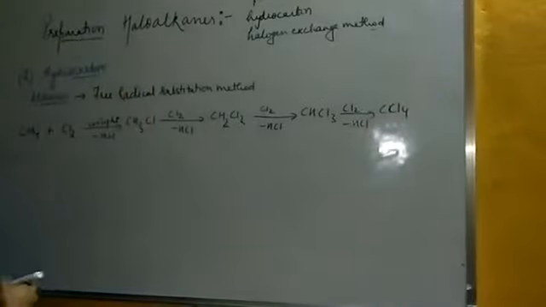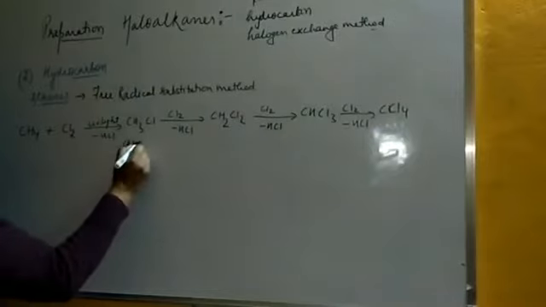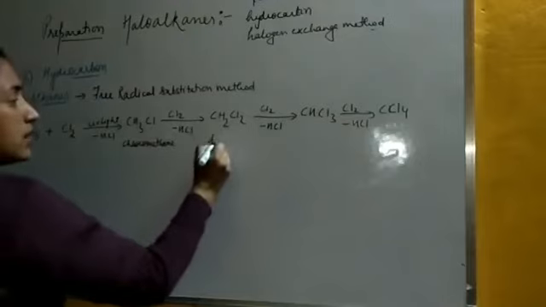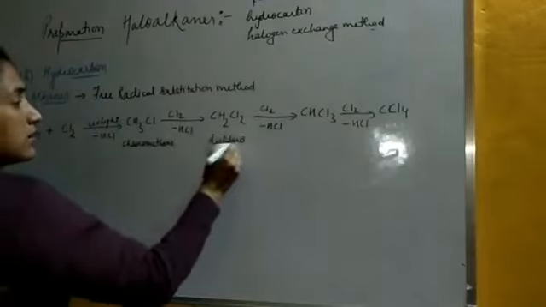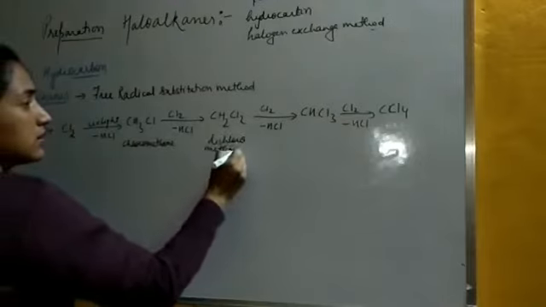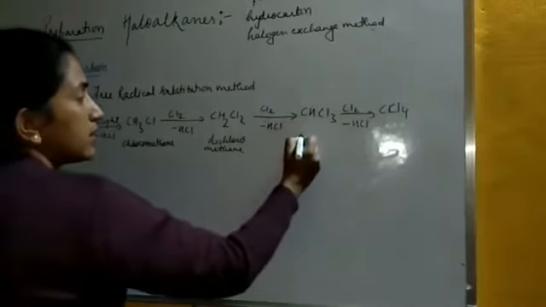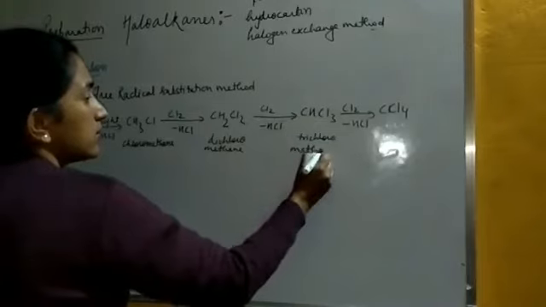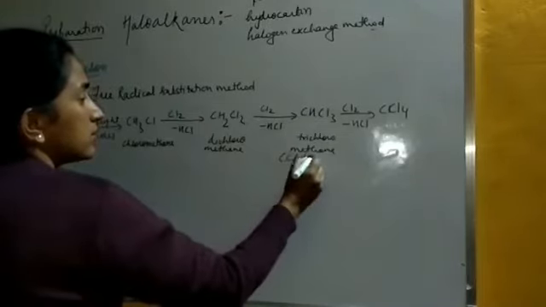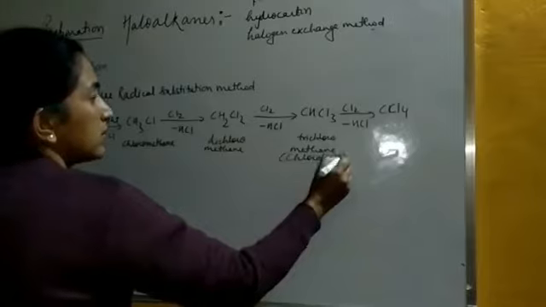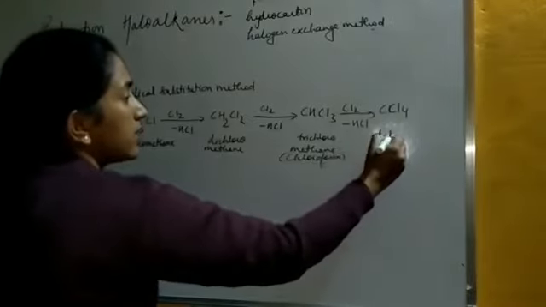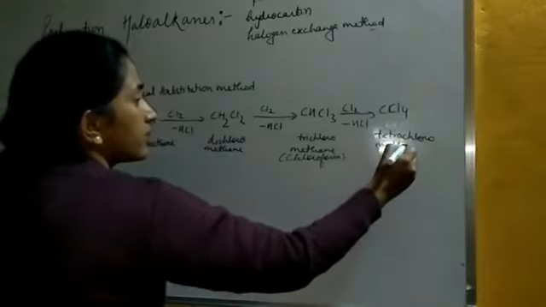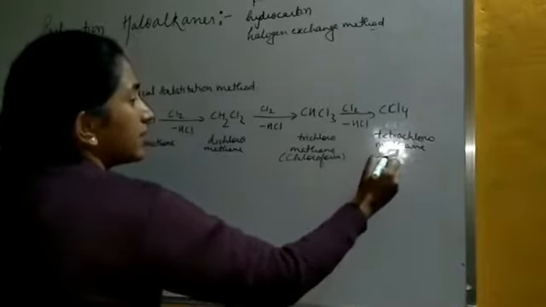So you can see here that we are getting chloromethane. This is dichloromethane. This is trichloromethane, also known as chloroform. And this is tetrachloromethane, known as carbon tetrachloride.